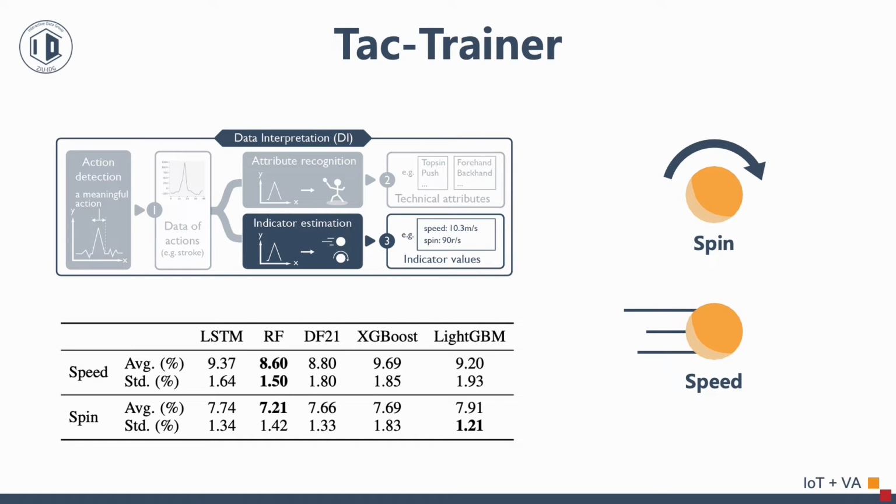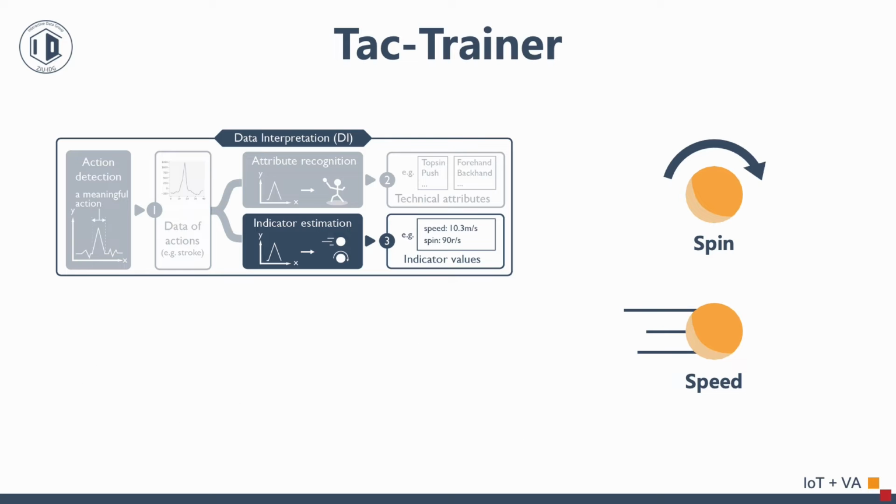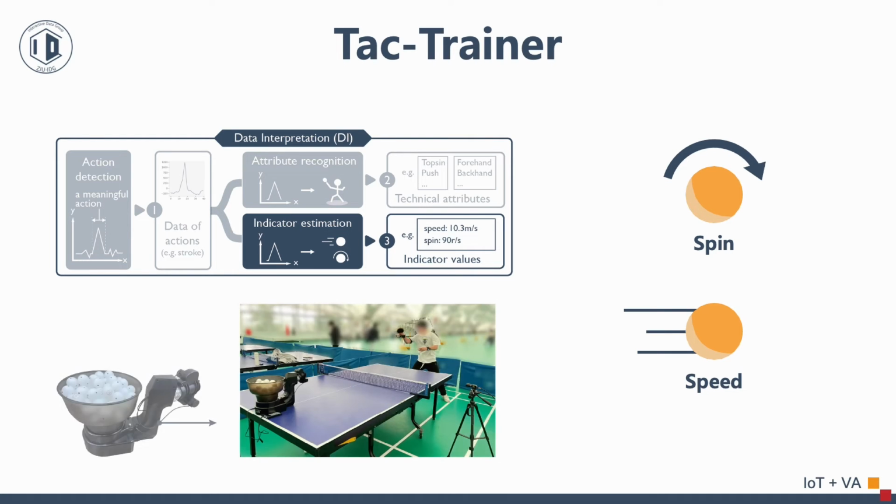Finally, we used two regression models to estimate the speed and spin of each stroke. We also tried many models and similarly, random forest outperformed others. Therefore, we choose random forest for attribute recognition and indicator estimation. To be mentioned, to annotate the training data of speed and spin estimation, we drew special icons on the table tennis balls. We used a high-speed camera to capture the ball served by the ball machine. In such a manner, we annotated the specific values of the ball spin and speed.